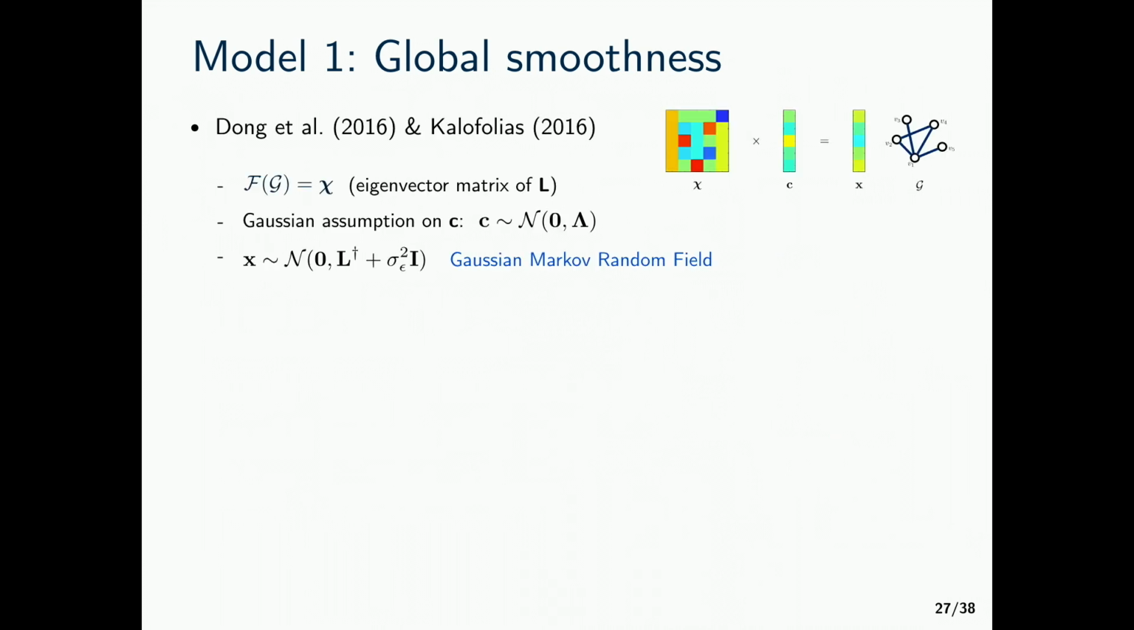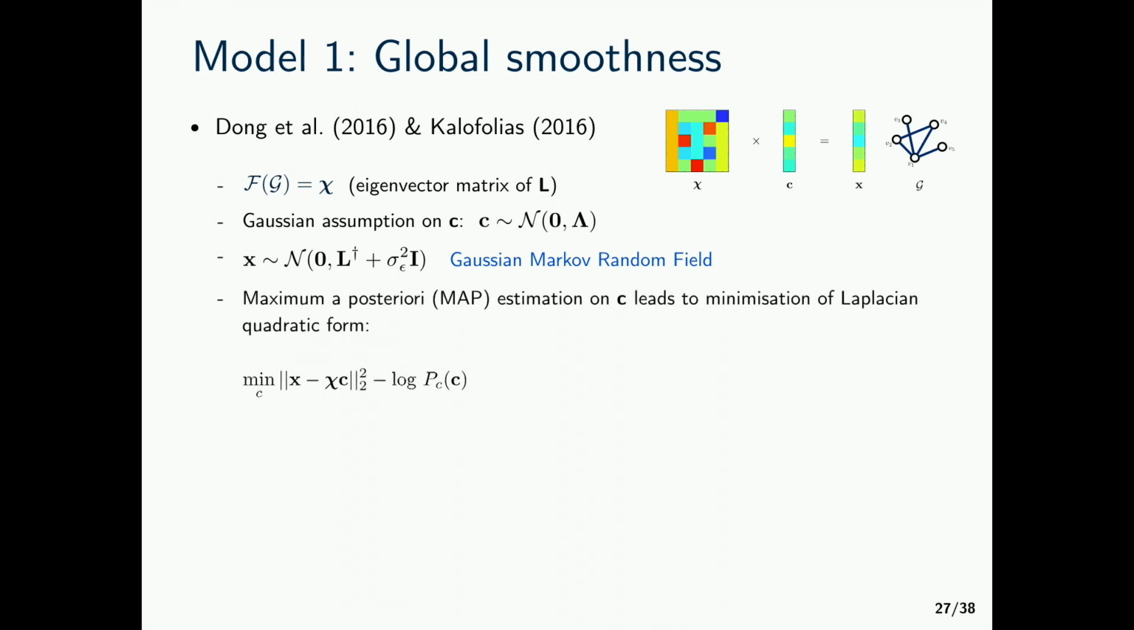So think about the signal as the one over there, by assuming the F that we care about to be the eigenvector matrix of the Laplacian L that we want to learn. And then if we also put a Gaussian assumption on the coefficient c, where we design the covariance matrix to be the eigenvalue matrix that we wish to recover, then using the model on the top right, we will see that this x basically follows a Gaussian Markov random field.